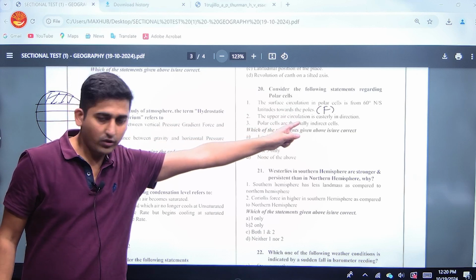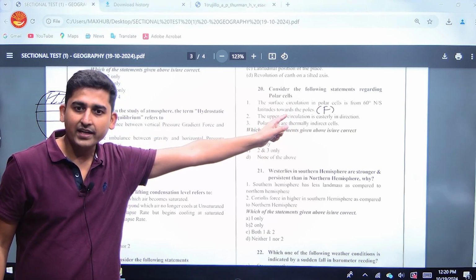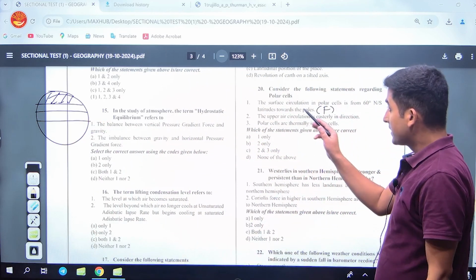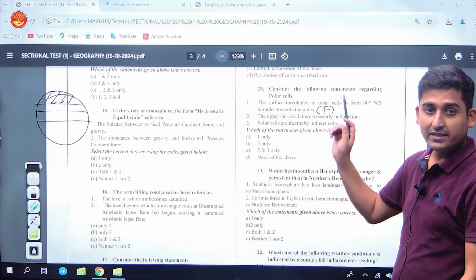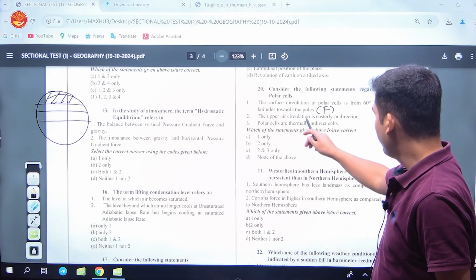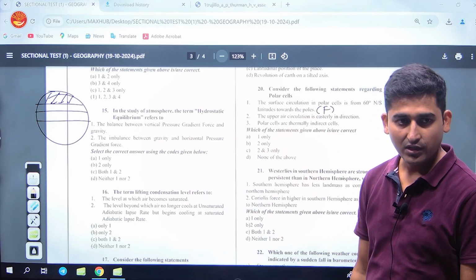Okay, pay attention here. The surface circulation in the polar cell is from the pole towards the 60° north or south in both hemispheres. So this first statement is wrong. It is false.